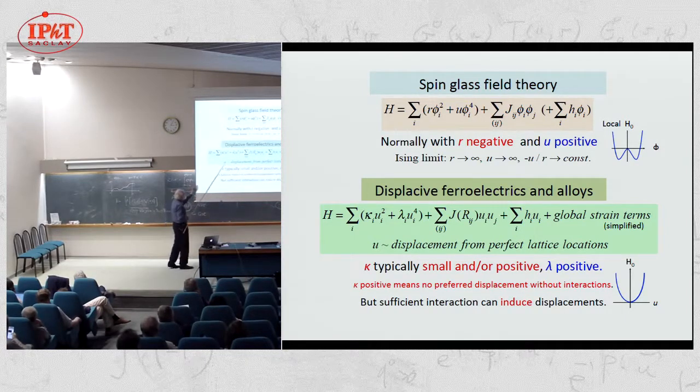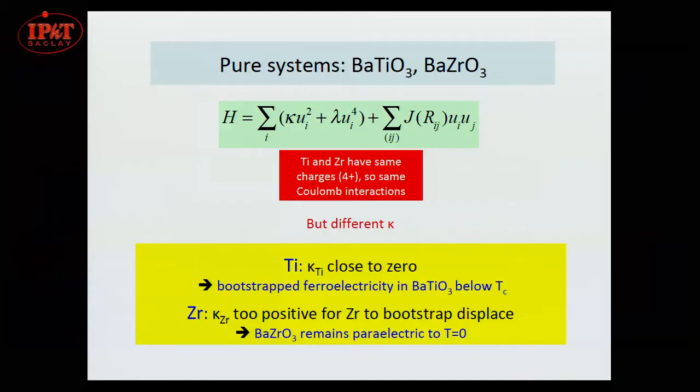In these cases, however, take kappa, that's the language that tends to be used, the analog of R up there, is typically small and usually positive, whereas here it is negative. Lambda, of course, is positive so as to bound the problem. Kappa positive means there's no preferred displacement without any interaction, so they look like that. However, if the interaction can bootstrap a divergence and replace that effectively by that in the case of the interacting systems, so they're soft, like soft magnets.